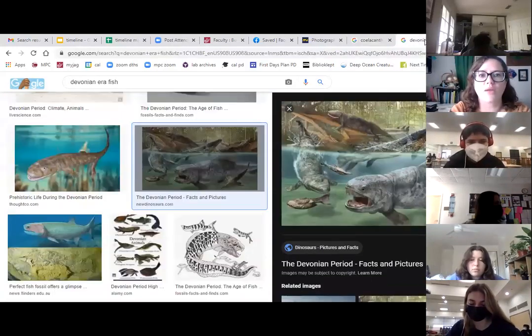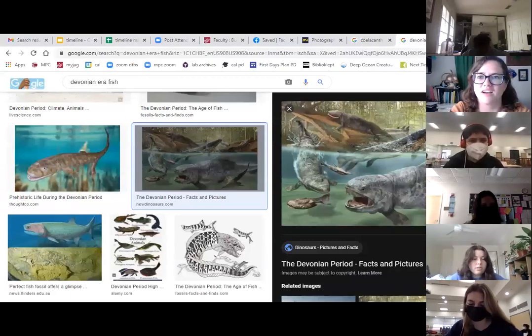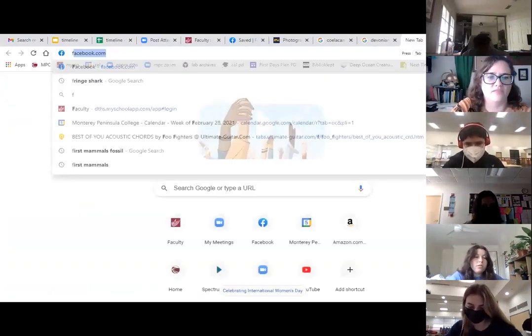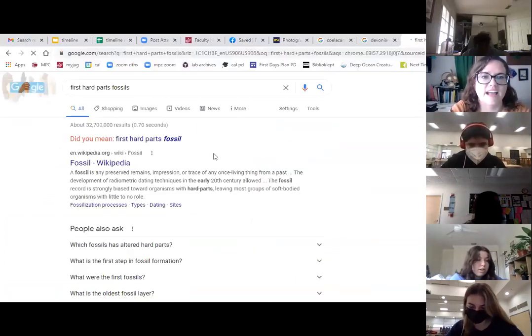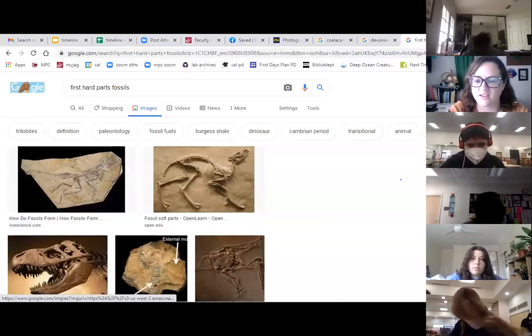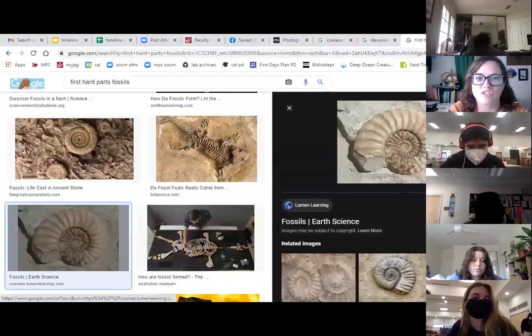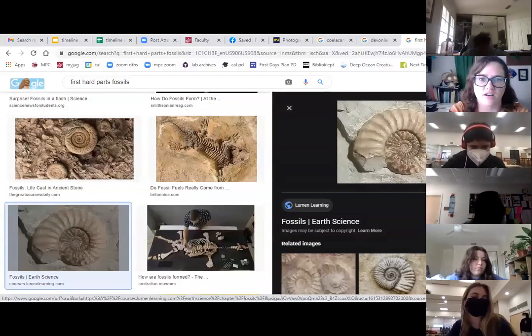Okay. We kind of skip over, I think, let me go back to this. Oh yeah, so first organisms with hard parts. That's very important, because the first hard parts fossils are going to be stuff that is not like fish. That's going to be your stuff like the ammonites. Those are like modern squid, but squished up in a little circle fossil. I'm sure the nautilus is probably in there.